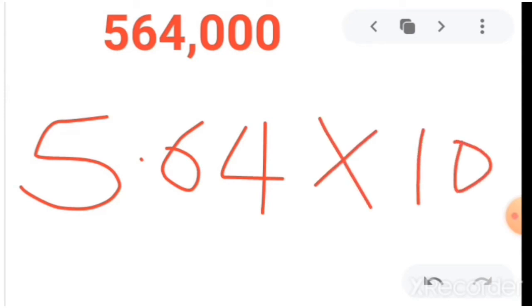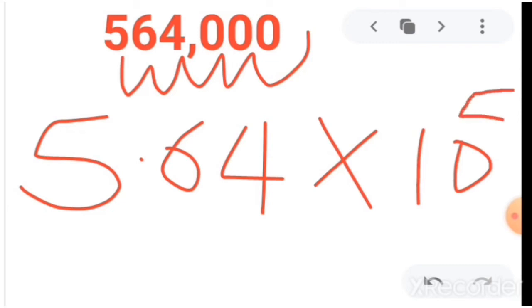To write it in standard form, we write times 10. Now we want to get the power of 10. We count the number of places the decimal point will move to the left. So we count from here: 1, 2, 3, 4, and 5. For the decimal point to come between 5 and 6, it moved 5 places to the left. So the power of 10 is 5. So to write numbers in standard form, we must multiply by 10. So 564,000 written in standard form is 5.64 times 10 raised to the power 5. It is easy, right? Yes.